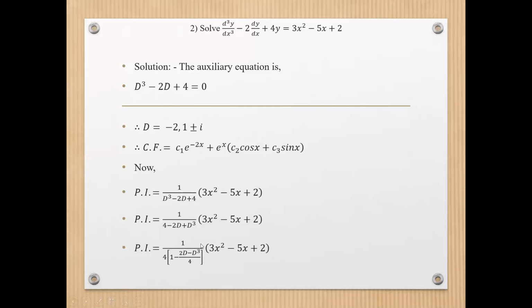Now this denominator can be written as 4 minus 2D plus D cube. We have written this starting with the power of D as 0. So 4 minus 2D plus D cube, and this is the 3x square minus 5x plus 2. Now take 4 common. Here we are taking 4 common, so what remains is 1 minus 2D minus D cube, each divided by 4, since there is no 4 in those two terms.